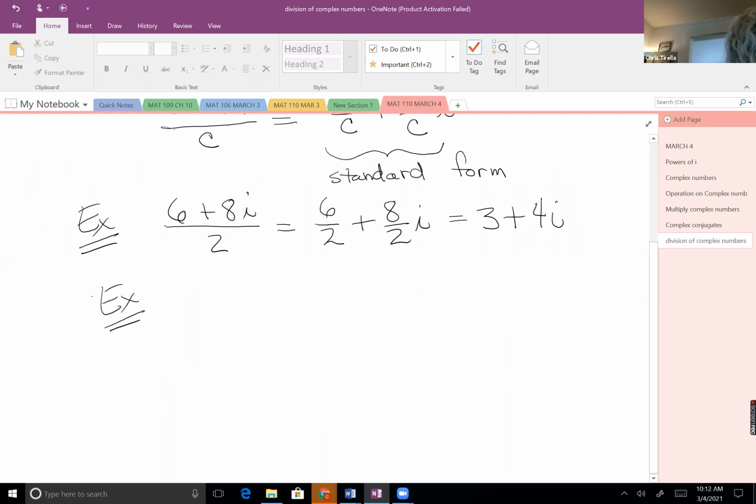Another example, if I have negative 2 plus the square root of negative 28 over 2. Again, first thing I need to do is simplify the radical, putting it in terms of i first.